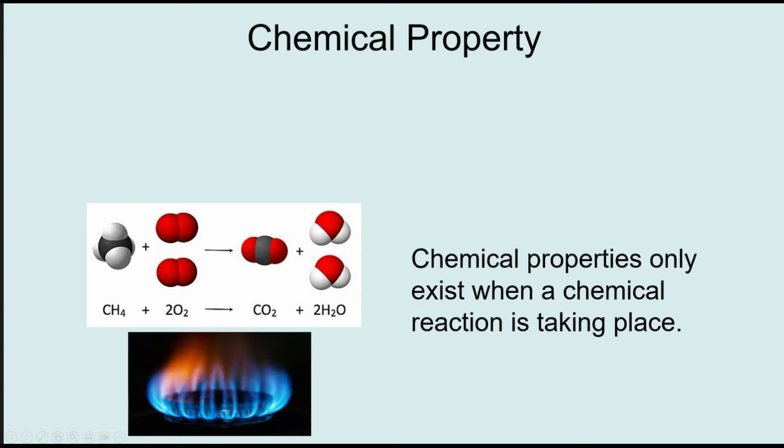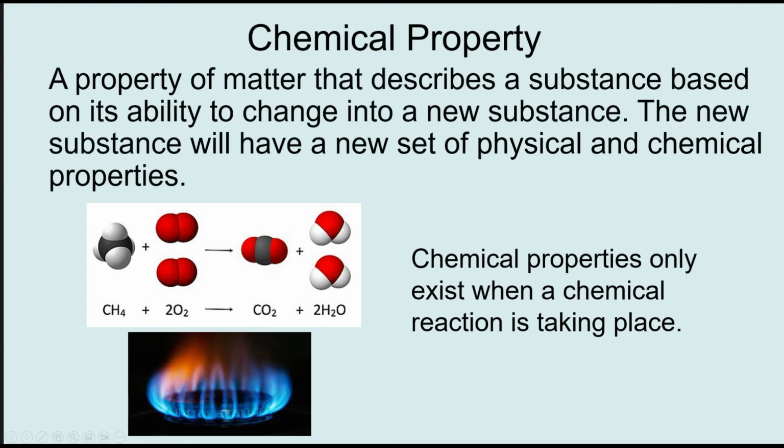We talked about physical properties. Now let's look at chemical properties. A chemical property is any property that can only be observed when a chemical reaction is taking place. The chemical property will always form a new substance, and the new substance will have a new set of both physical and chemical properties. In the image here, we've got CH4, methane gas, plus oxygen having a reaction creating carbon dioxide and water.